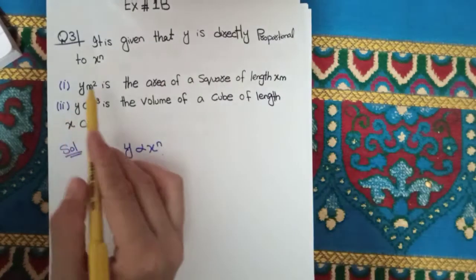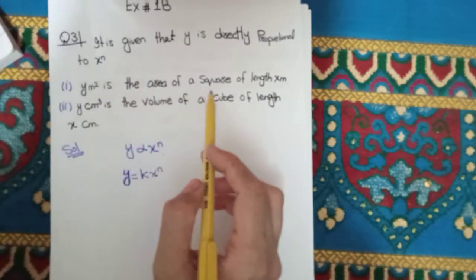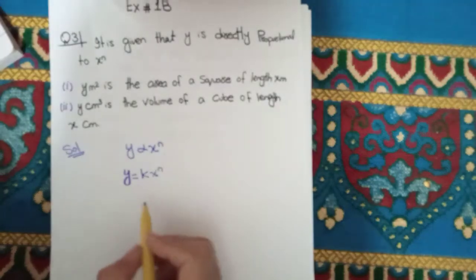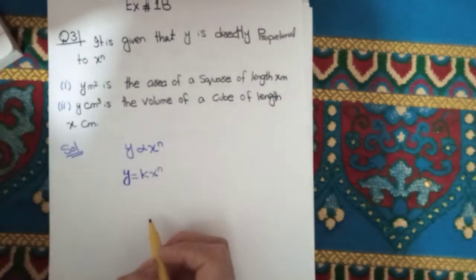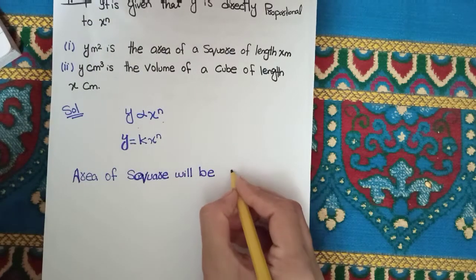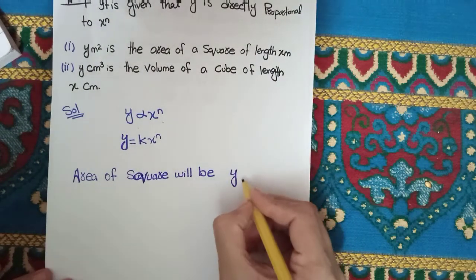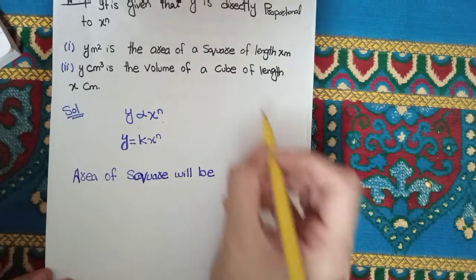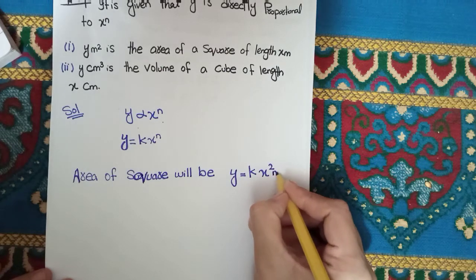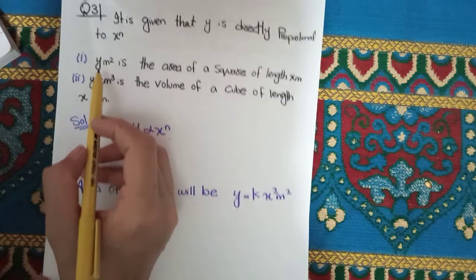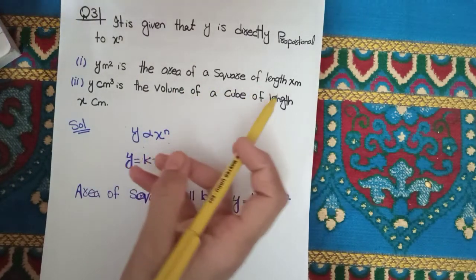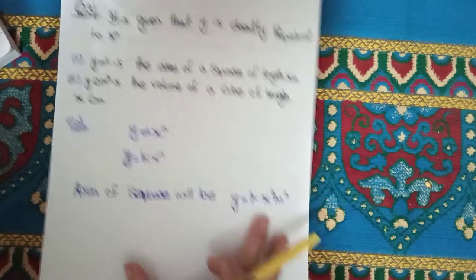First part of this question, y m² is the area of a square of length x m. So the area of the square will be y = k x² m². m² is the area of a square of length x m.